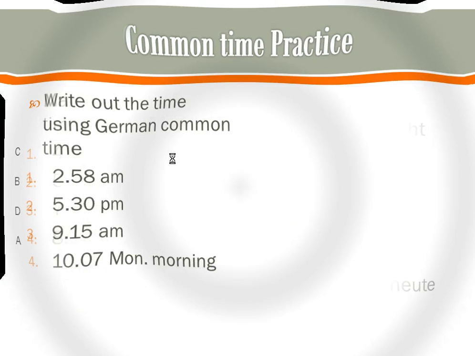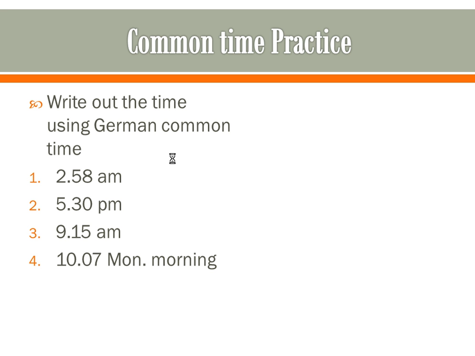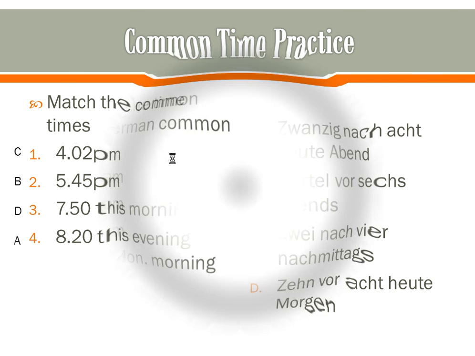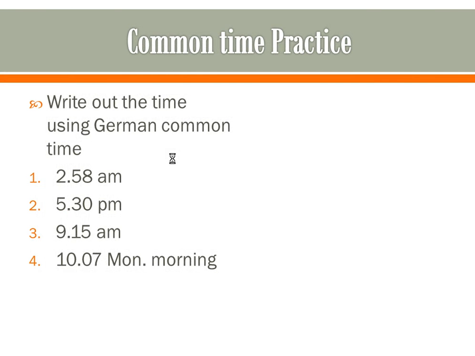That was the easy practice. This one is a little bit harder. I want you now to kind of write it out like I wrote it out on this one. Write out the times in German. For number 1, think about how many minutes this is before the next hour. Also do that for number 2.